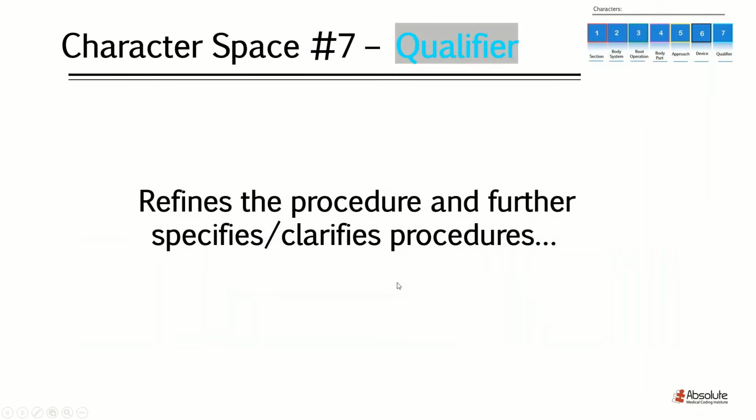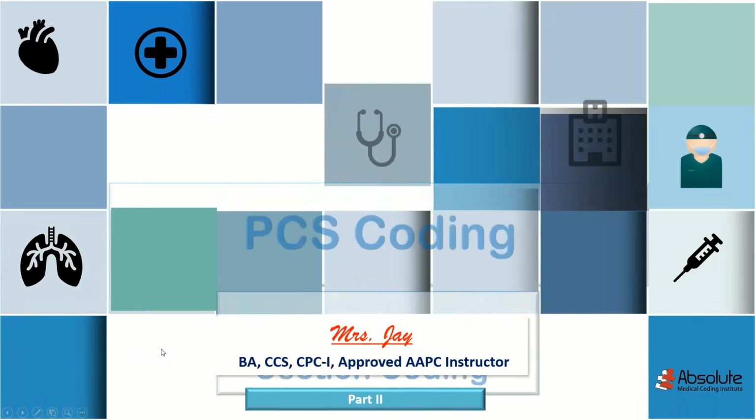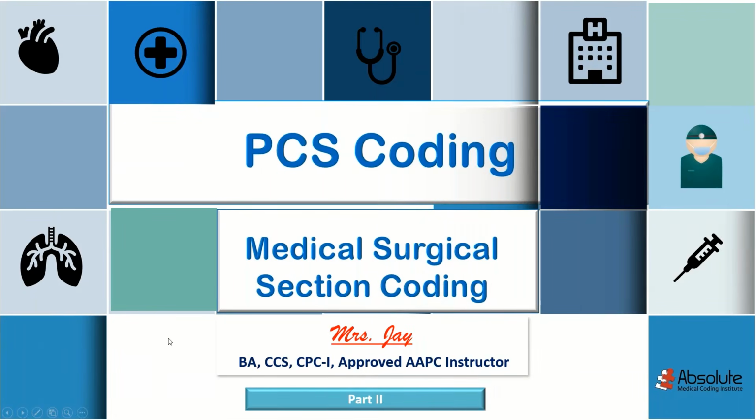And now we're ready for the 7th character. Not a whole lot to say about the 7th character, but this is the qualifier. And the qualifier refines the procedure and further specifies or clarifies that procedure, and they're self-explanatory. So you will see very shortly what a 7th character qualifier can do. And you know what, coders? I'm ready to move on. I'm ready to move on to show you how to do PCS coding. And we're going to code from the medical surgical section.